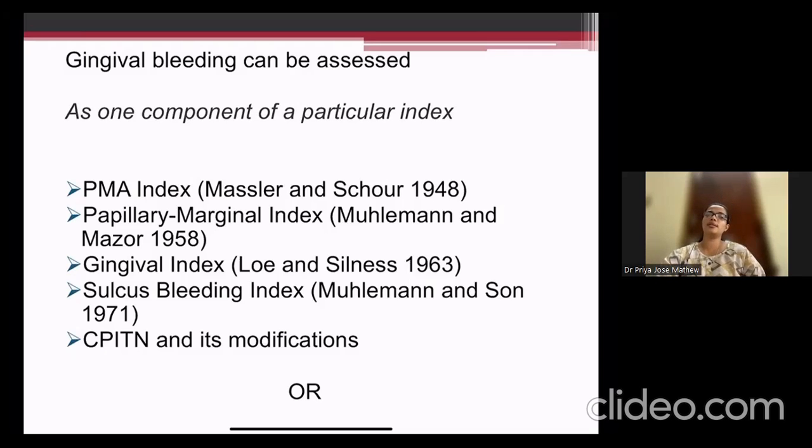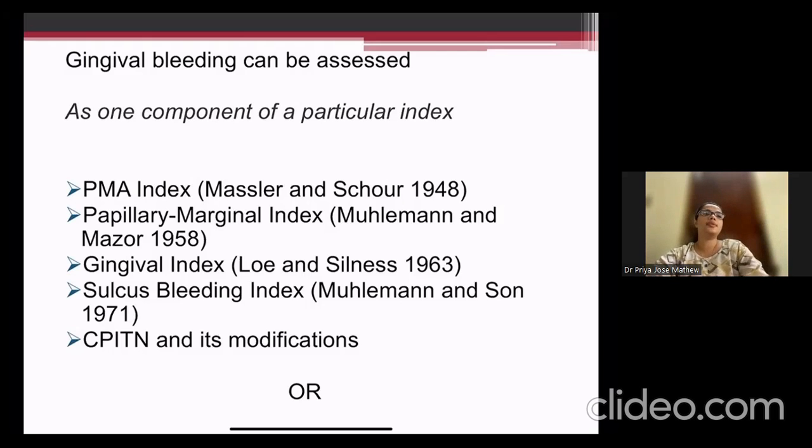So for these, bleeding is not the main purpose. In gingival indices, they also assess the gingival inflammation. But there are some other indices which are purely for the assessment of gingival bleeding. For the gingival indices, it is just a part of the index.